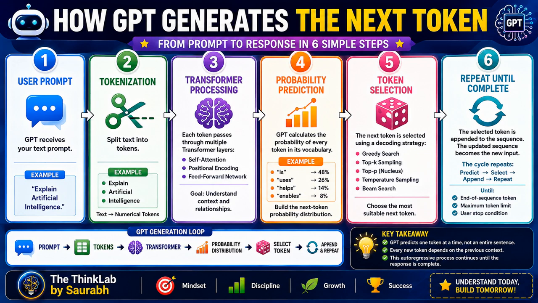Step five is transformer processing. Now the real intelligence begins: the token embeddings go into multiple transformer layers. Each layer contains several important components. The first component is called self-attention. Self-attention allows every token to look at every other token and decide which words are most relevant. Next comes multi-headed attention, right? Different attention heads learn different patterns. Some focus on grammar, some on meaning, and others on long-distance relationships.